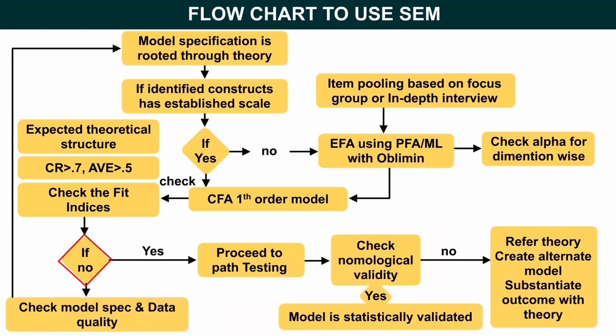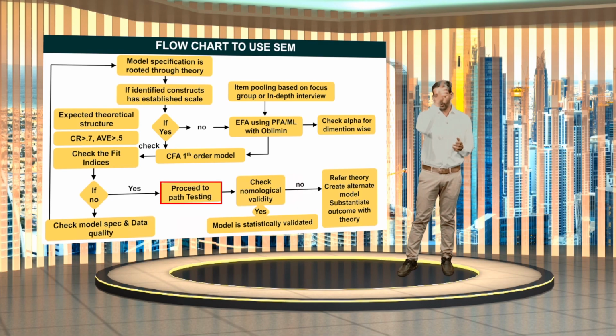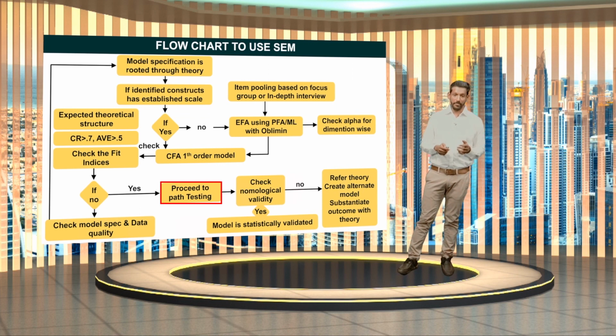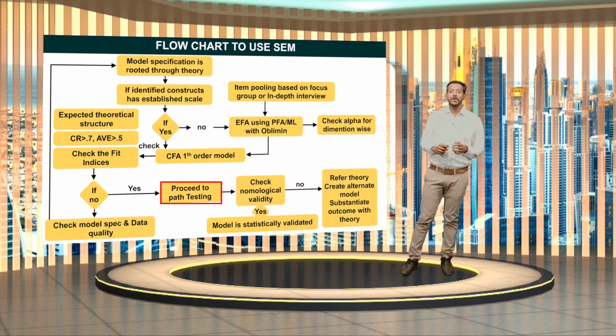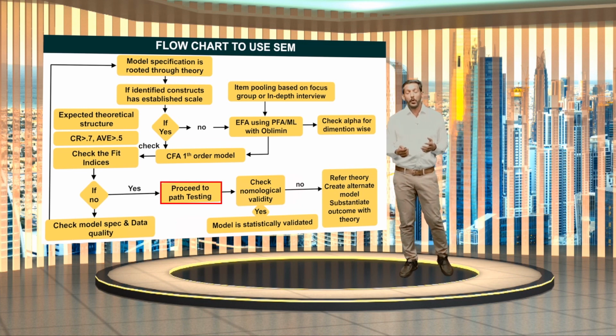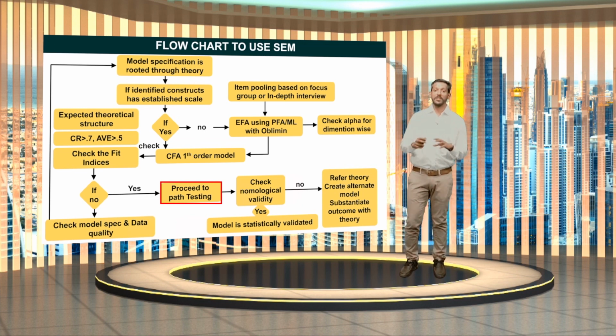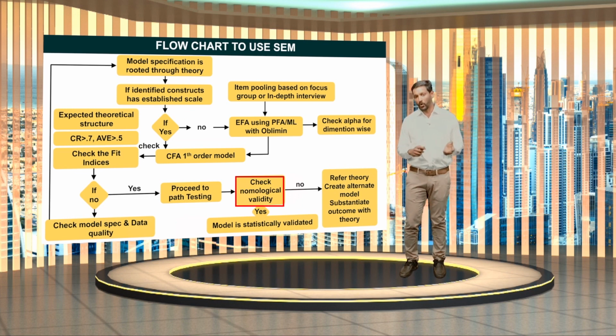If no, then what do we have to do? We have to check the model specification once again and look at the quality of the data. So it is almost like going back to the beginning of the steps. If it is yes, we can proceed to path testing. When you say path testing, between two constructs or between three constructs, we are trying to check how far these paths are statistically significant or not.